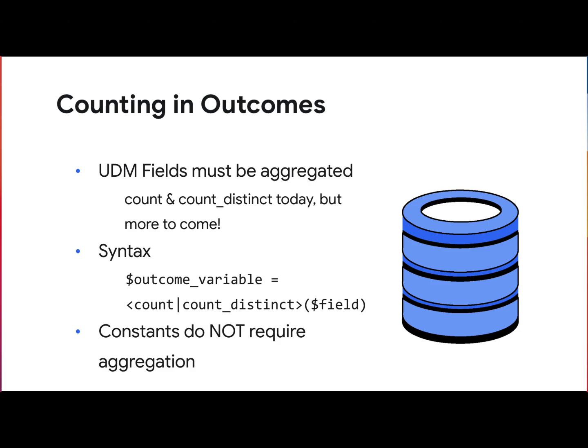It's important to understand that when working with multiple events in a rule, all outcome variables that contain UDM fields must have an aggregation associated with them. The syntax we will use is the outcome variable equals count or count distinct, followed by the UDM field or a placeholder variable inside parentheses. Finally, it's worth pointing out that any constants that you add to your outcome section do not require an aggregation function in front of them. You will see this in our video, but think of it this way. The constant is describing the entire detection, not a single UDM event. Therefore, we don't need to aggregate the values.